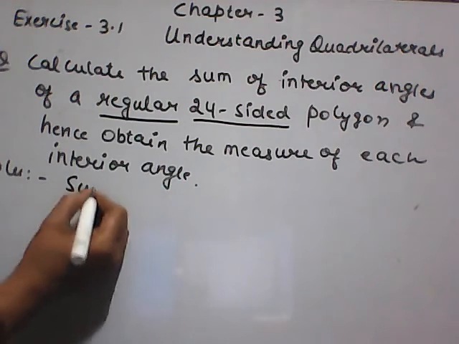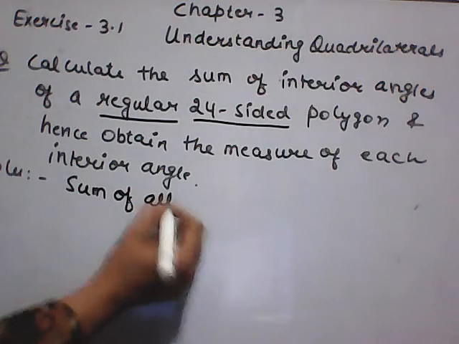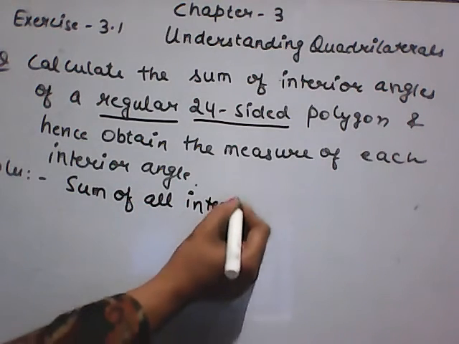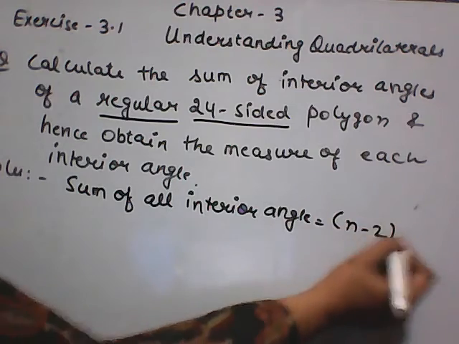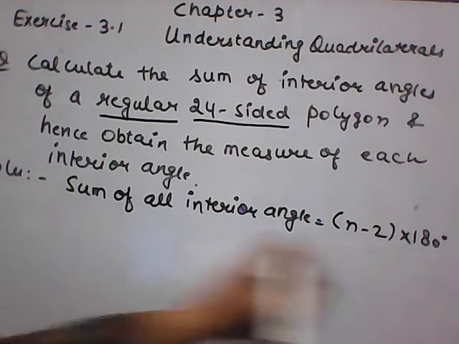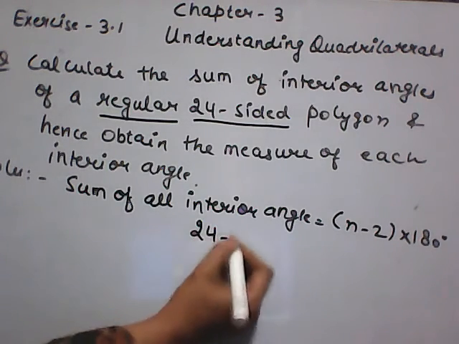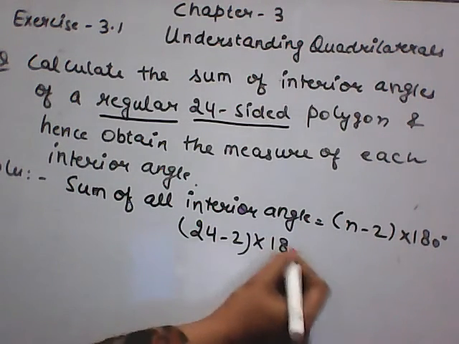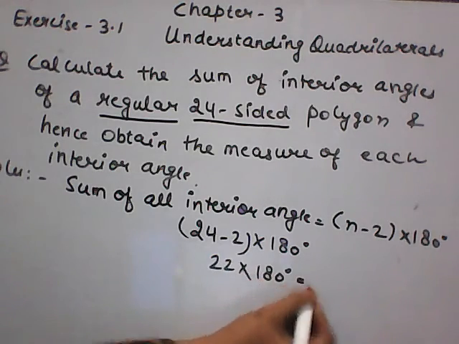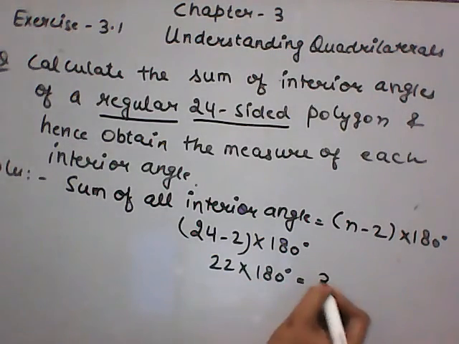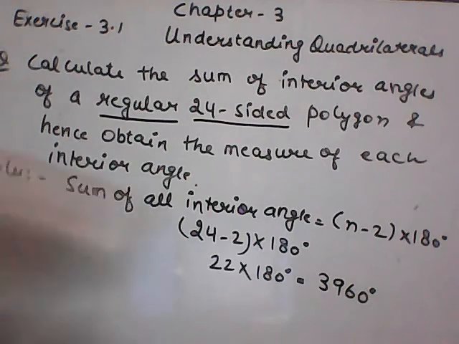So the sum of all interior angles can be calculated by using the formula (n minus 2) multiplied by 180 degrees. Here n is given to you as 24. So 24 minus 2 multiplied by 180 degrees. Here 24 minus 2 is 22, multiplied by 180 degrees, that is equal to 3960 degrees. Now the first part is solved.